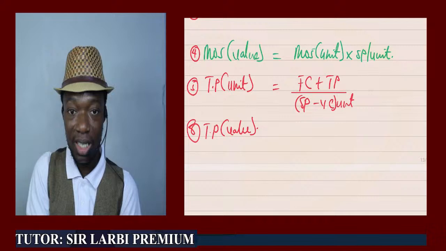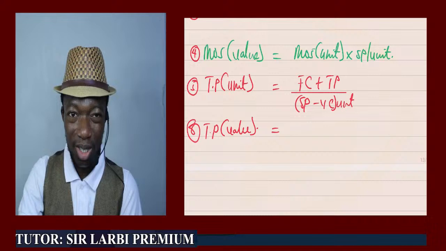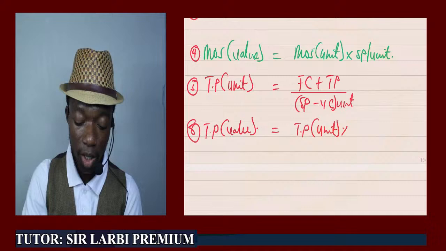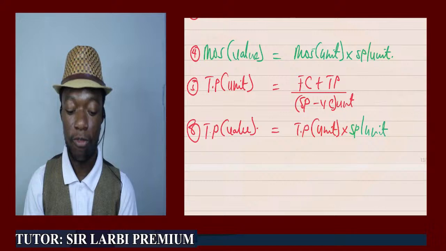So what do we do? Here too, I just want to multiply by the selling price. So you have your target profit in terms of units, multiplied by your selling price per unit, and you are done. Very simple, straightforward, to the point.